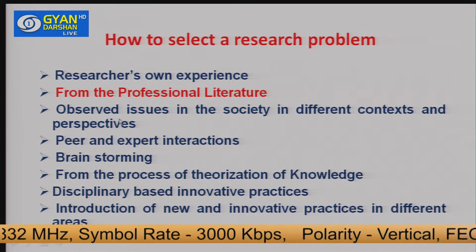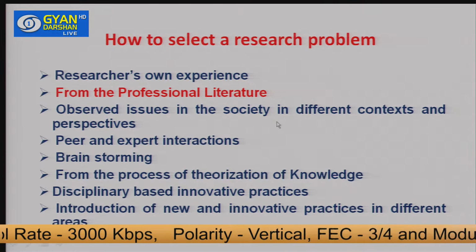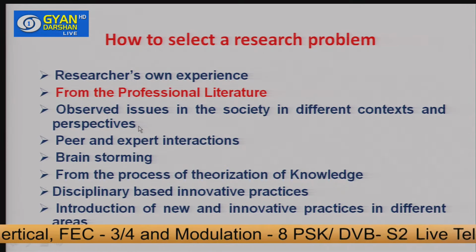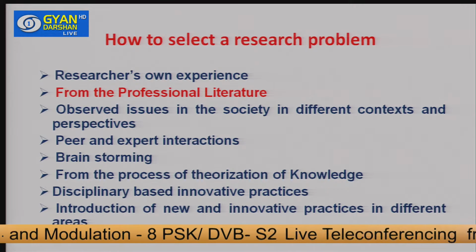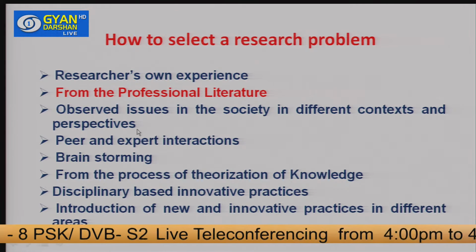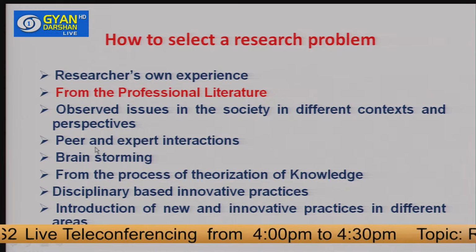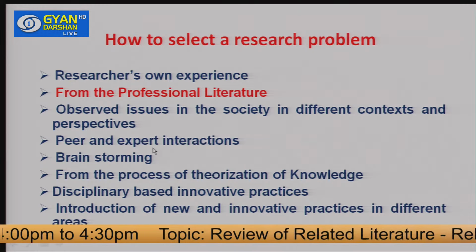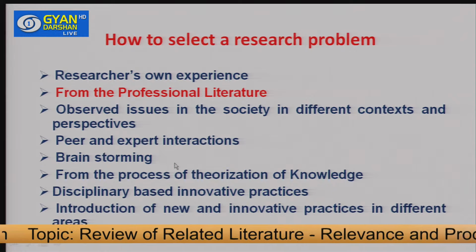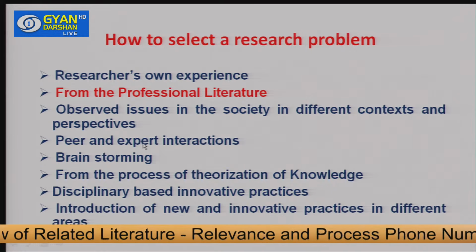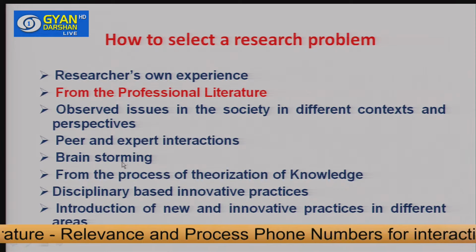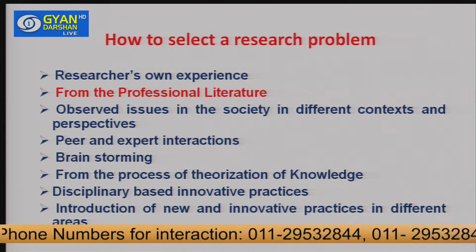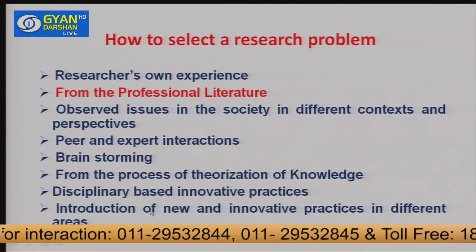Then by observing issues in the society in different contexts and perspectives, you can also select a research problem. Keeping in consideration the current context, current perspectives, the changing scenario of the society, you can also select a problem. Then when you are discussing with the peers and with the experts, you will be getting certain insight into what type of research problem should be selected for a research study. Then when you are engaging yourself in brainstorming with the academia, you are also getting certain insight into what issues are supposed to be studied.